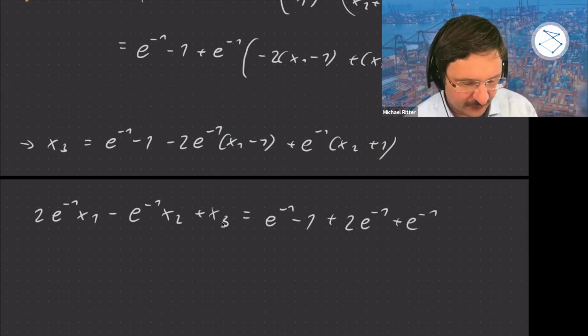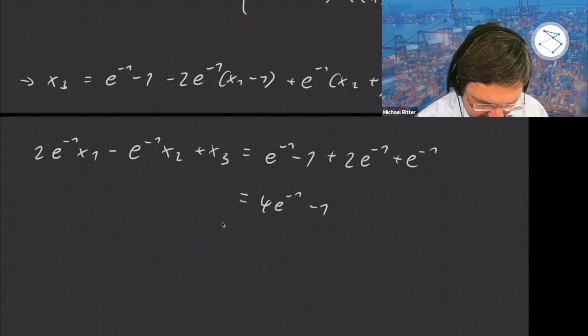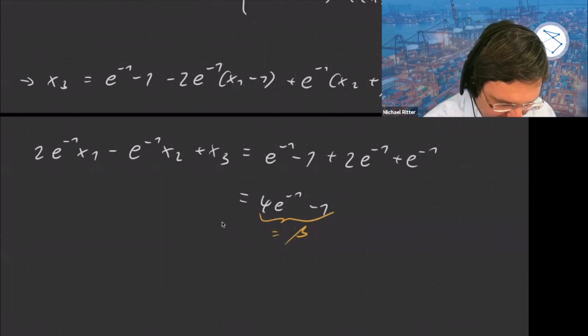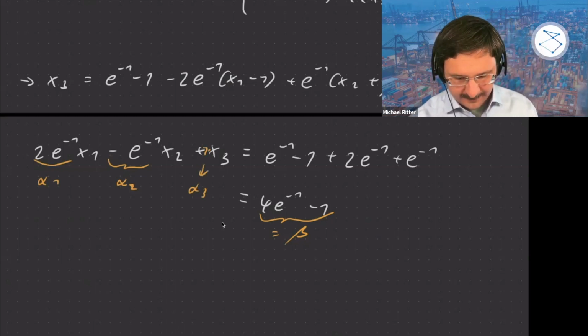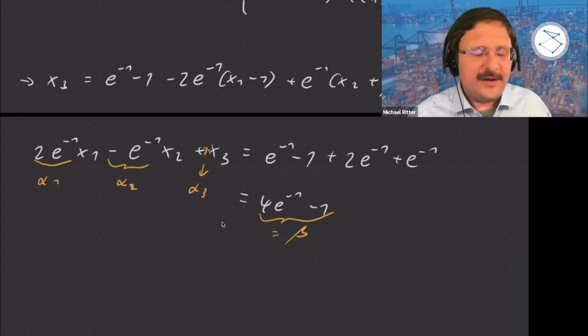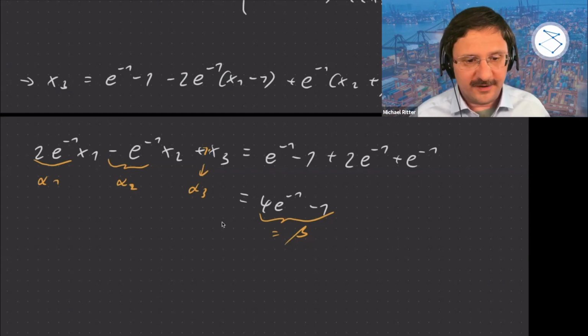Plus e to the minus 1. So what we end up with is 4e to the minus 1 minus 1. And that would be the beta that we're looking for, the constant, whereas these terms here are our alphas, right? So that would be alpha 2, that would be alpha 1, and alpha 3 is just a 1. And of course, if you multiply that by any factor that's not 0, you also get a valid solution, and any of those solutions would have been fine.